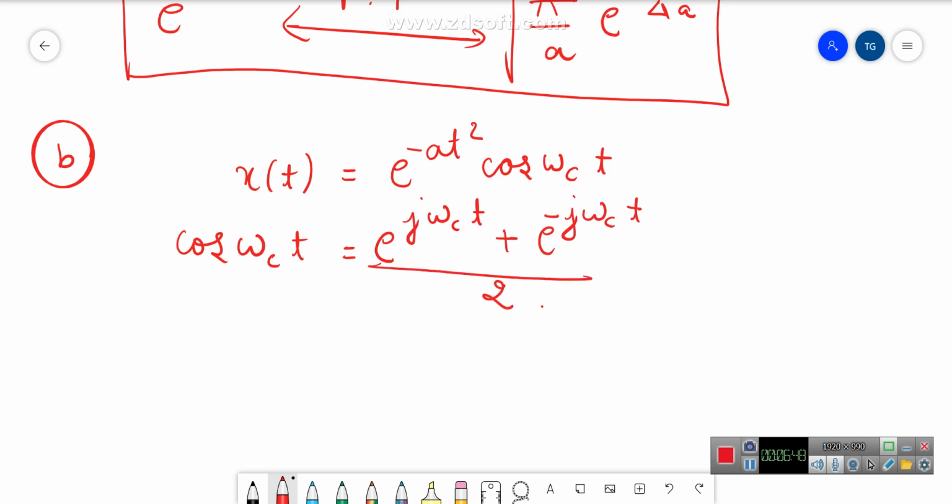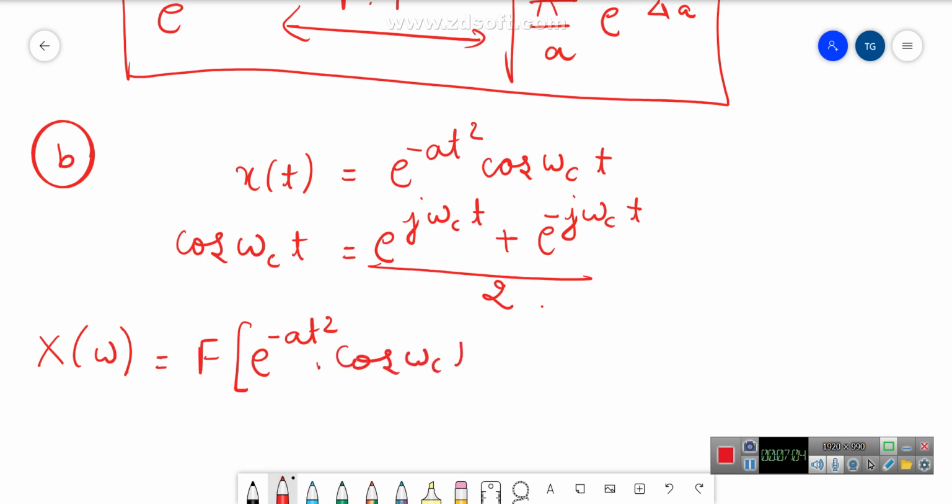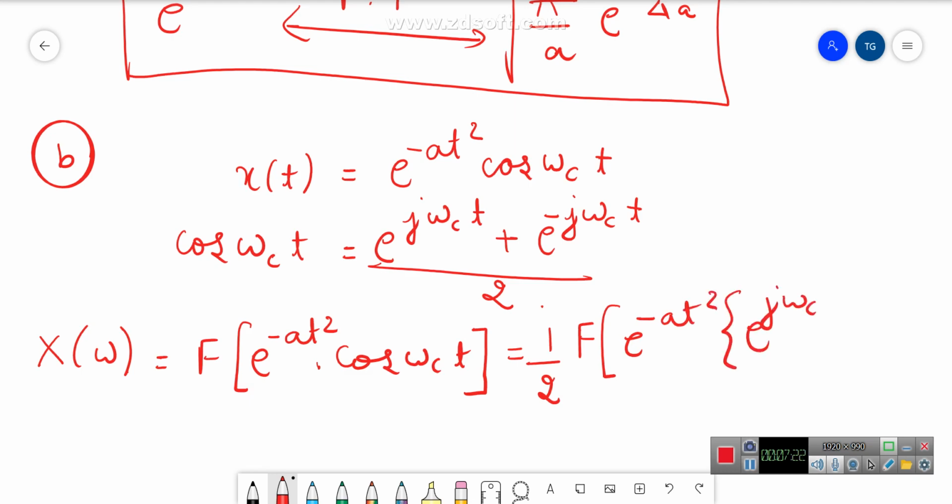So substituting this and applying the Fourier transform, we know this is e to the power minus at square into cos omega ct. Substituting the value of cos omega ct, we can bring this half out as a constant, and this is e to the power minus at square into e to the power j omega ct plus e to the power minus j omega ct.